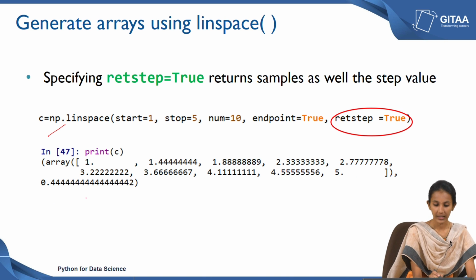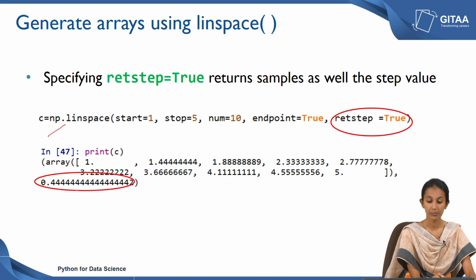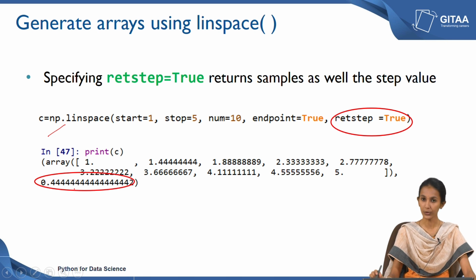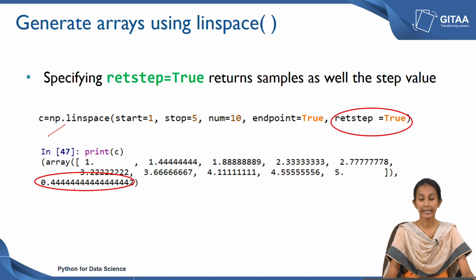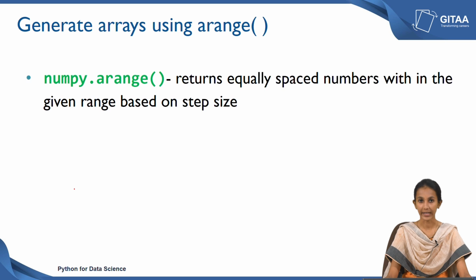So, in the last case, we have got 0.444, which is basically an increment value. If you give retstep equal to true, it returns the samples as well as the step value by which it has been incremented. Next, if you want to generate arrays based on the step value, we can use the arange command.